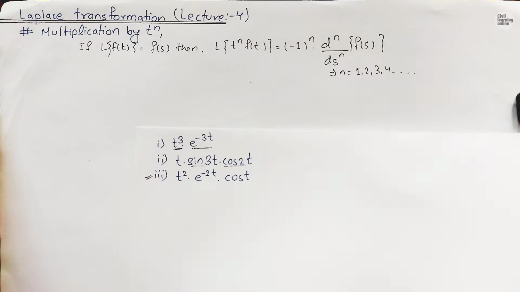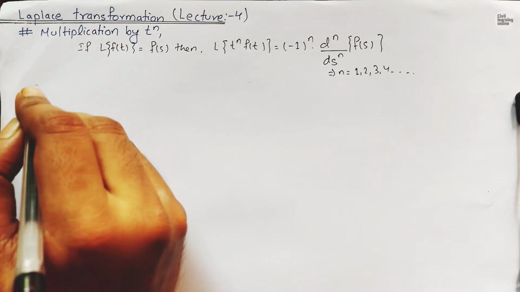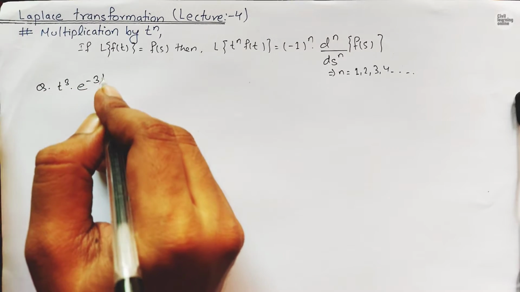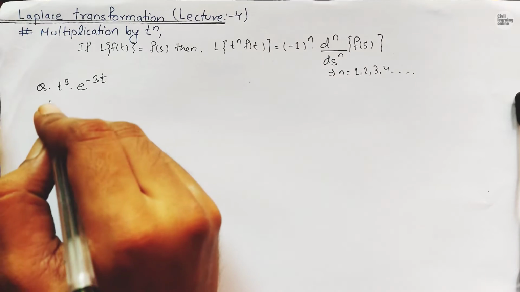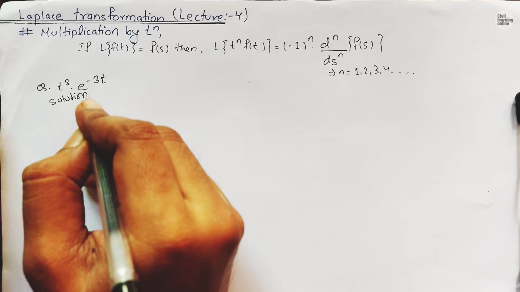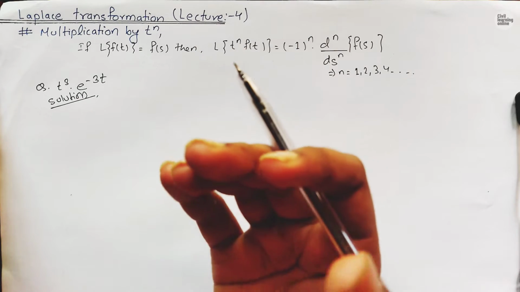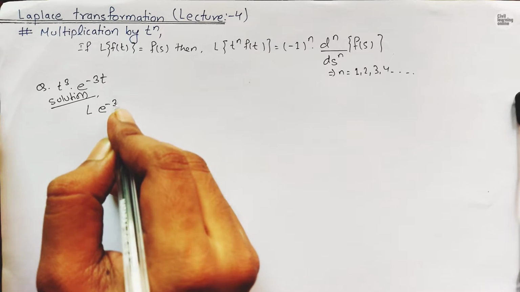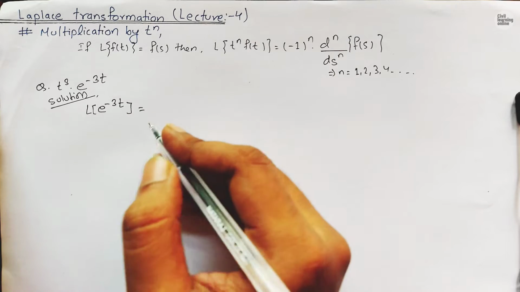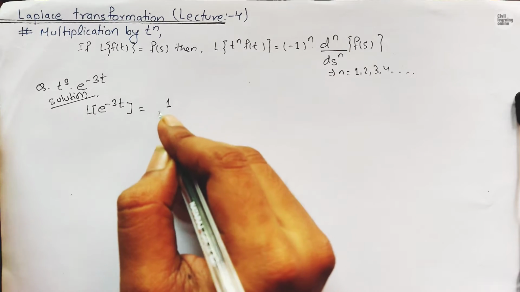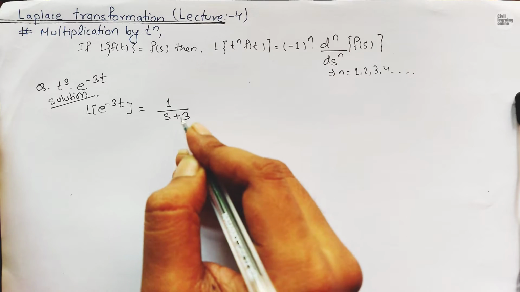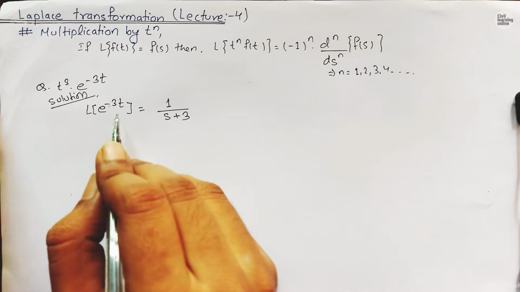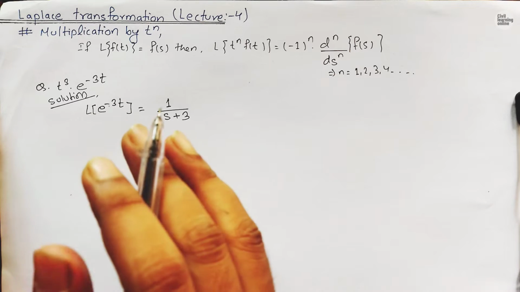So let's continue with the solution of the first numerical, that is t to the power 3 times e to the power minus 3t. Write down the solution. If you have watched my first lecture, you know the formula: the Laplace transformation of e to the power minus 3t will be 1 upon s plus 3. When we have e to the power minus 3t, the minus becomes plus, giving s plus 3. That is the formula for exponential. Do watch those videos, the link is in the description.